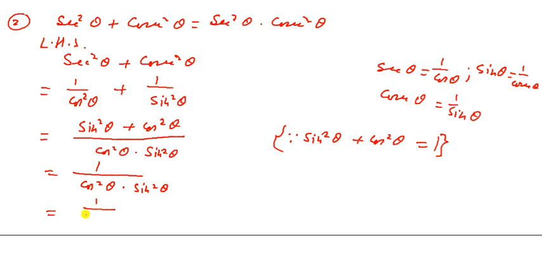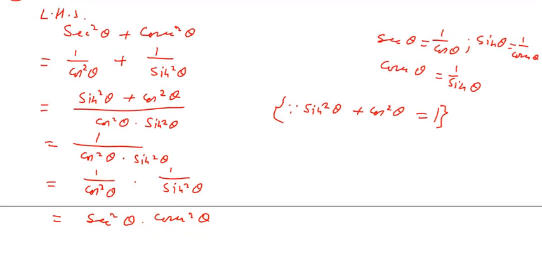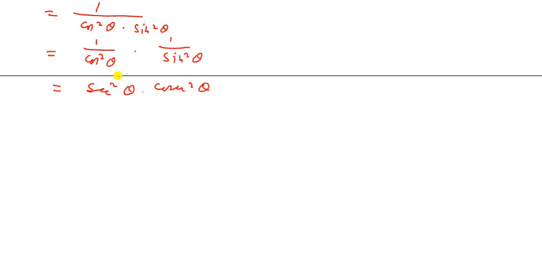What will happen here? So you can separate them. It is 1 upon cos square theta into 1 upon sin square theta. 1 upon cos square theta is sec square theta, and this is cosec square theta. So that is the right hand side of this question, and hence proved.